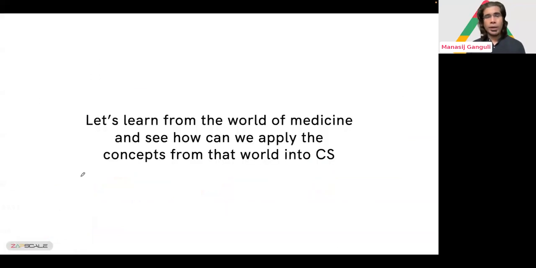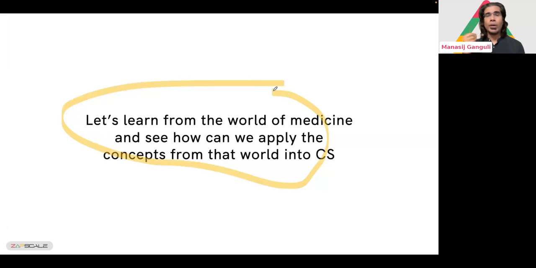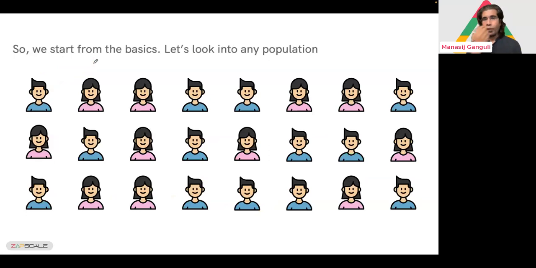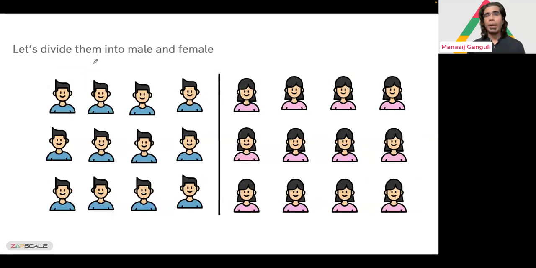All right, so moving on, we would like to learn from the world of medicine to see if we can draw some parallels. Let's say we have a bunch of cities and we want to find out in which city the population is in best health. How do we find this? Well, first of all, look into any population. The first thing we should do is segment them into men and women, which is what we have done here.